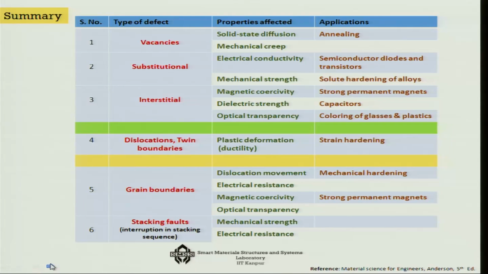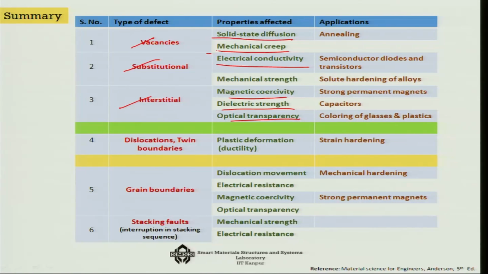Now, let us try to draw a summary of what we have discussed today. We have talked about various kinds of defects. First of all, vacancy, substitutional, interstitial, if you remember. The properties affected are solid state diffusion, mechanical creep, conductivities, then magnetic coercivity, dielectric constant and optical transparency.